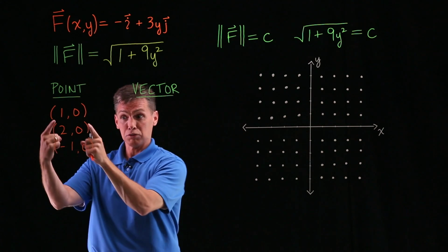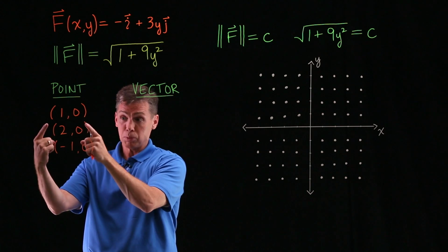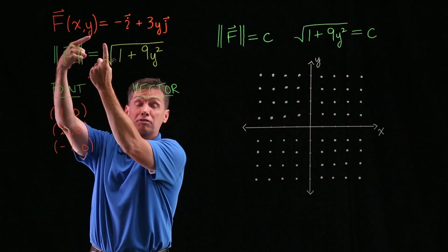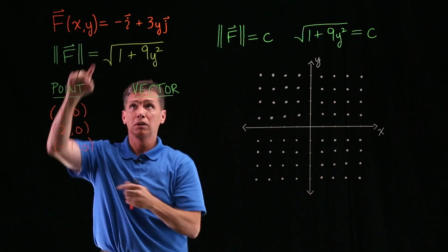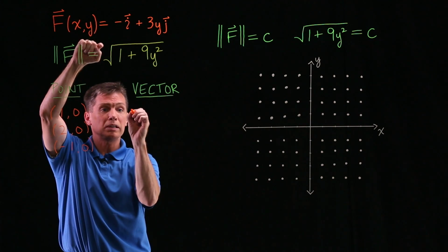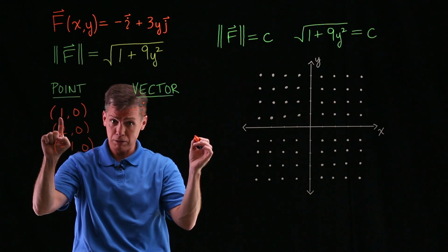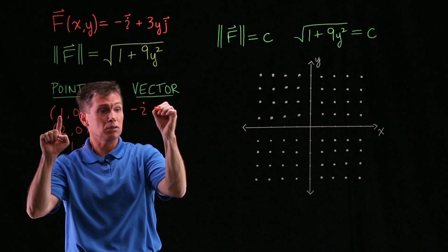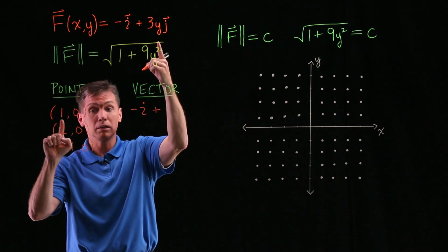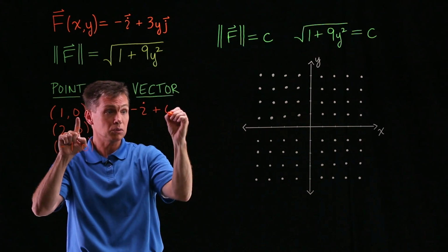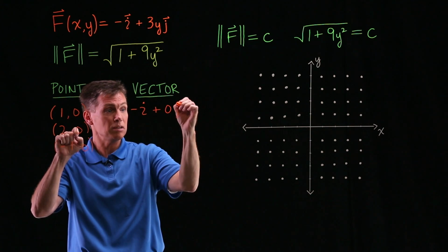Okay? So let's find the vectors for each point by taking your x, y and plugging into your f formula, your function. So the first part of it is -i. There's nowhere for me to plug in the x value. Plus 3 times y. 3 times y here is 0. 0 times that j vector.